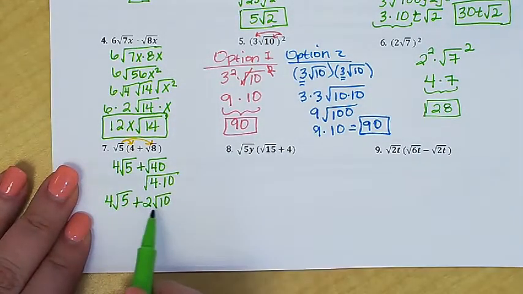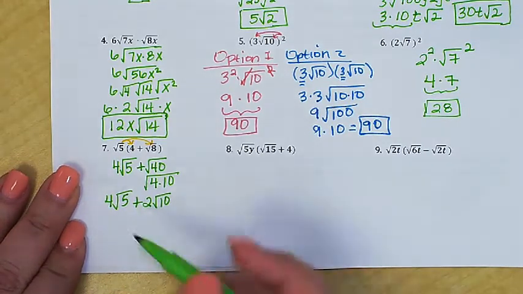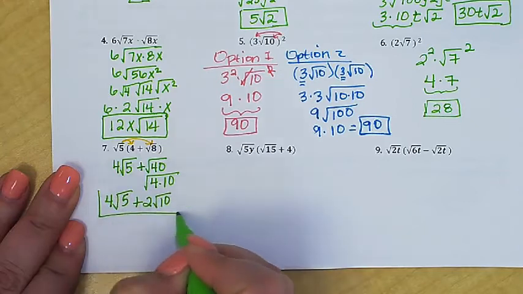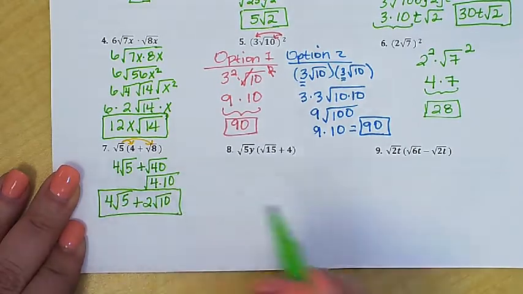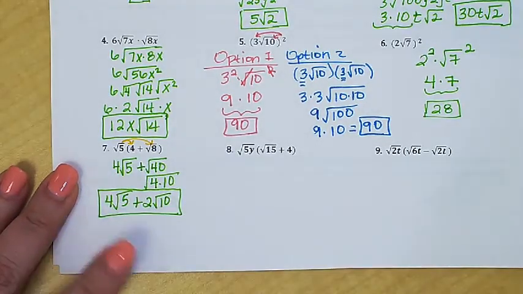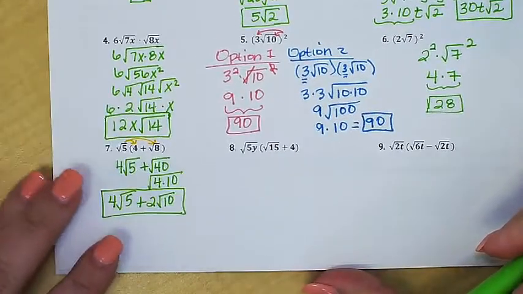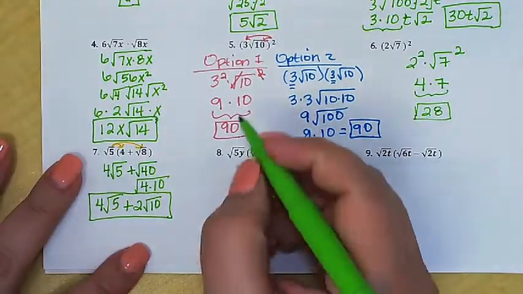And then, of course, like last time, we check to see if they're like radicals, because we might actually be able to add and be done, but these are not like radicals, so that is as far as we can go. There it is. Okay. Let's try one more like that, and then you can try number 9. Let's do this one together.